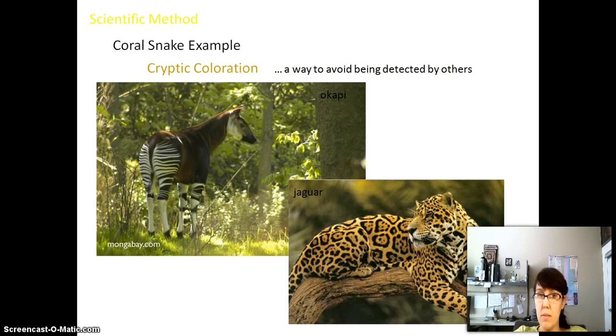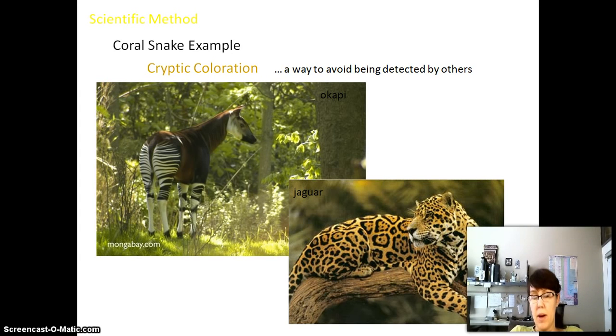Another reason behind why you might have bright colors is actually cryptic coloration. And it's a way to avoid being detected by others. So we've got two examples here. We've got an okapi, which is a relative of a giraffe, and on its bottom it has stripes like a zebra. And a jaguar has got spots. Now, you might think I'm crazy saying this is cryptic coloration because it really stands out to your eyes. Well, you have to think about it from the perspective of biology.